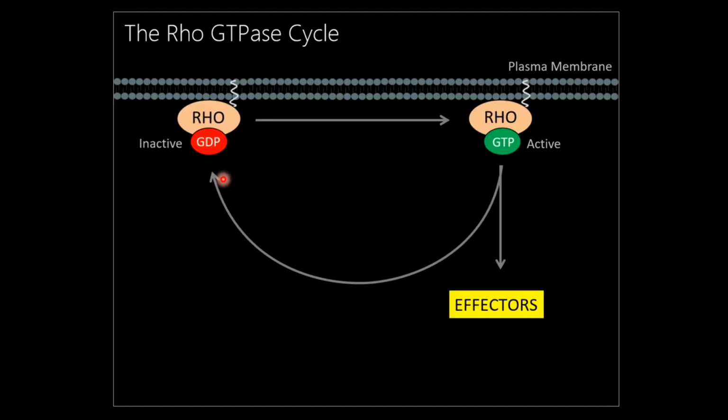Now, Rho proteins function as molecular switches, and that means that they can exist in two different states: an active state, which is bound to the nucleotide GTP, and an inactive state that is bound to GDP. The interconversion of these two states is regulated by two additional families of proteins, the Rho GEFs, or guanine nucleotide exchange factors.